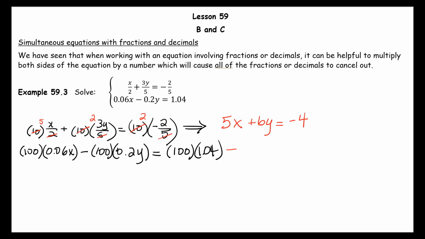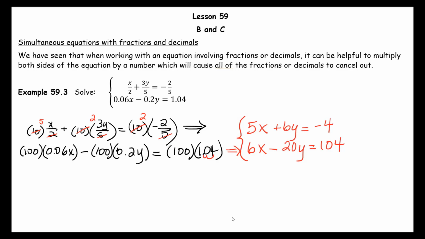In the second equation, the 100 moves the decimal point 2 spaces to the right, so I'm going to end up with 6x minus, in the second term, 100 times 0.2y moves the decimal place 2 to the right, so I end up with 20y. And then on the right side of the equation, multiplying by 100 moves this decimal point 2 to the right, and I end up with 104. So these are my new equations.